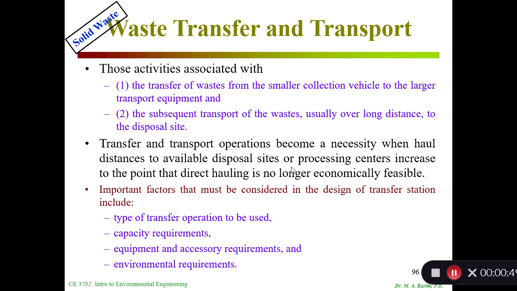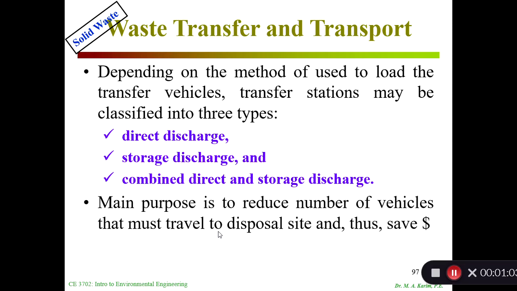Important factors that must be considered in the design of a transfer station include the type of transfer operation to be used, capacity requirements, equipment and accessory requirements, and environmental requirements, meaning regulation. We have to follow the regulations. Depending on the methods used to load the transfer vehicle, transfer stations may be classified into three types: direct discharge, storage discharge, and combined direct and storage discharge. The main purpose is to reduce the number of vehicles that must travel to the disposal site and thus save money, right? So that's the main idea from the business point of view.